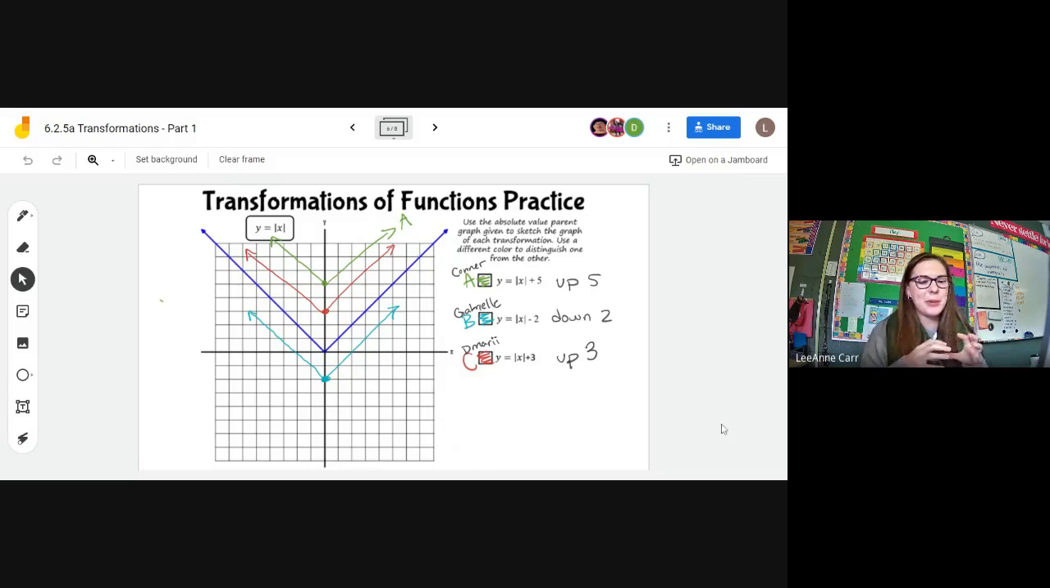So what we've done is we take these parent functions and we moved them around. All right, I'm going to pause in case we have a question. Don't be afraid to ask. This will be on the quiz on Friday.